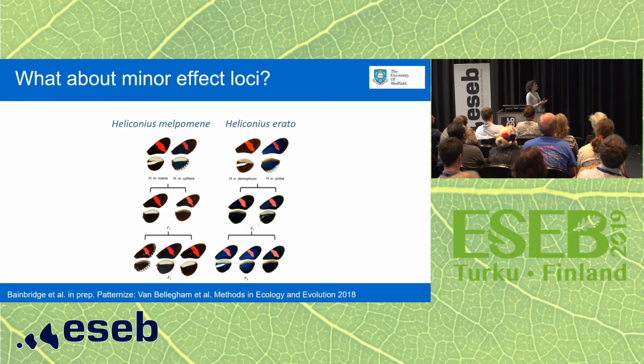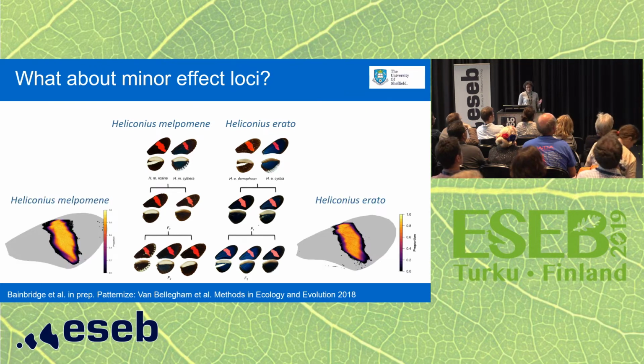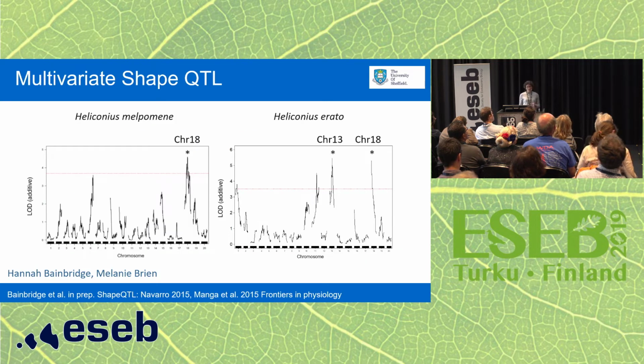As well as having major differences in pattern, they also have some more minor effects. Here you can see the red bar changes from being quite small, this is the Ecuadorian population, to being quite wide in Panama. We have crosses between these, and I had a master's student, Hannah Bainbridge, who looked at the variation of this bar shape in F2 crosses using the program Patronize. You can see the size and shape varies. And then she did a multivariate QTL analysis of this shape variation.